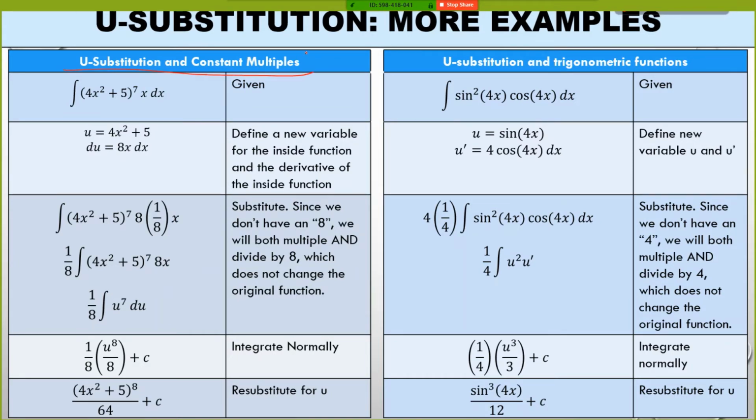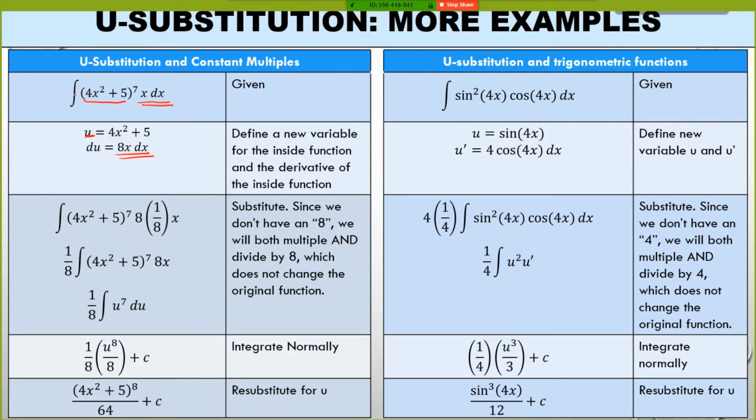So, use substitution with constant multiples. I'm over here on the left now. I'm going to start with this function and work backwards. My inside function is this 4x squared plus 5, so I'm going to replace that with u. If I derive 4x squared plus 5, I get 8x dx. My problem is I don't have 8x dx. I only have 1x dx.